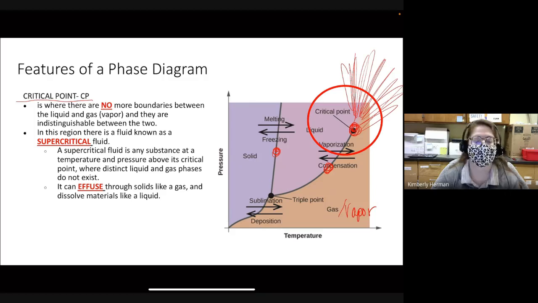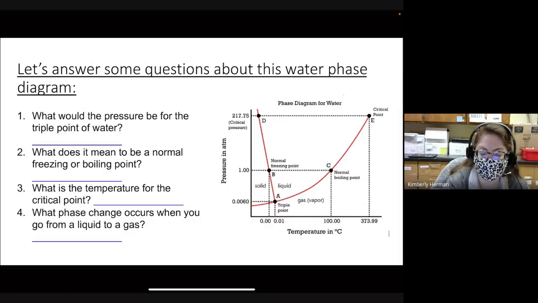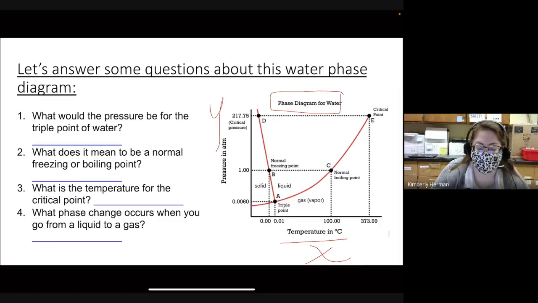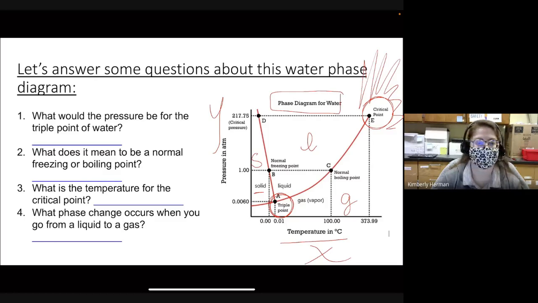So let's answer some questions about this water phase diagram. So it even has the title of our phase diagram. We notice that we have our temperature on our X and we have our pressure in ATM on our Y. So we notice that we have our solid, so I'm going to label it S. I have my liquid and I have my gas, vapor. We can see we have our triple point right in here and we have a critical point all in here, meaning that anything after it would be that supercritical fluid.